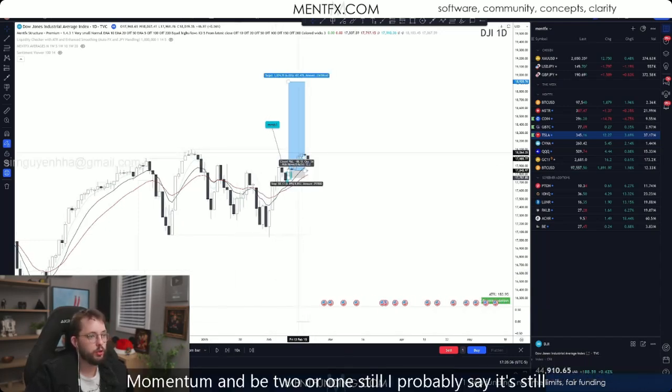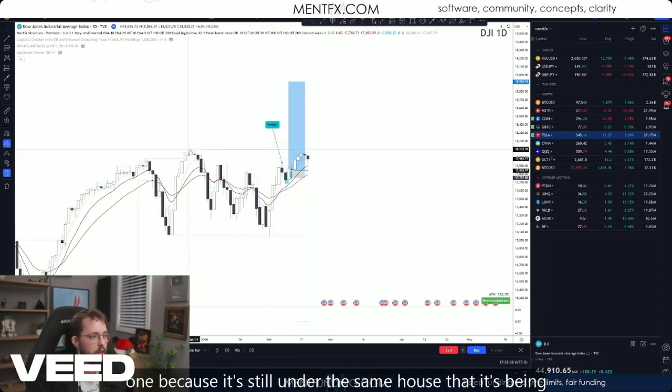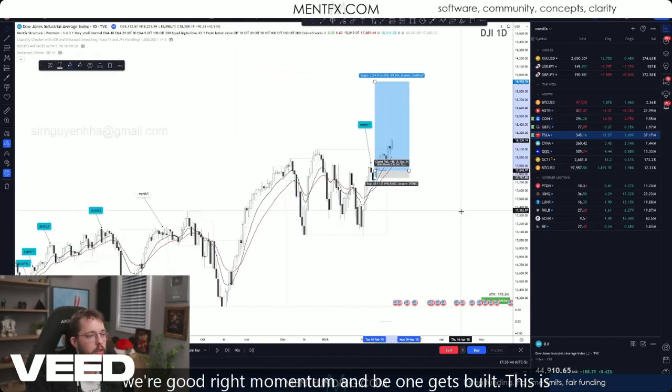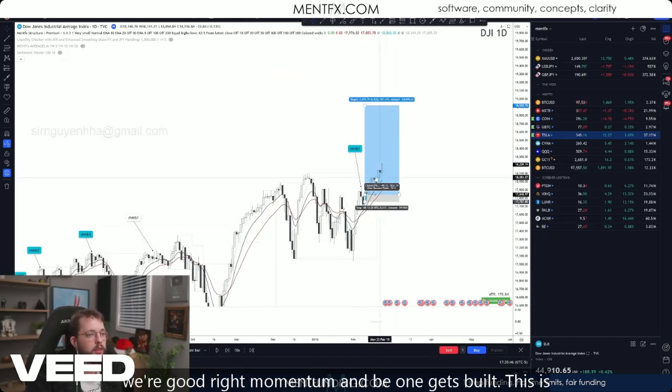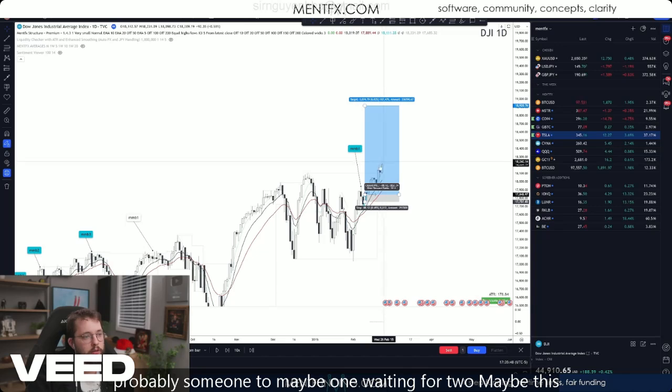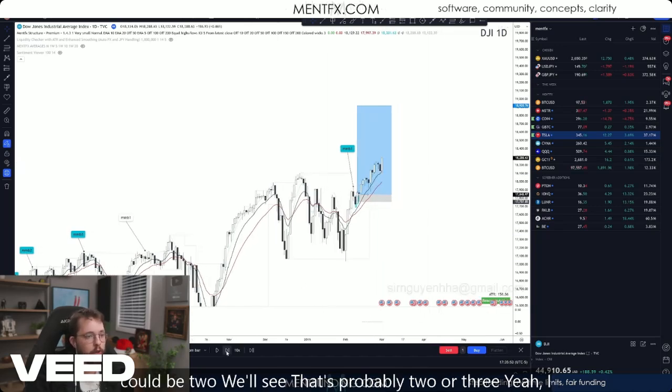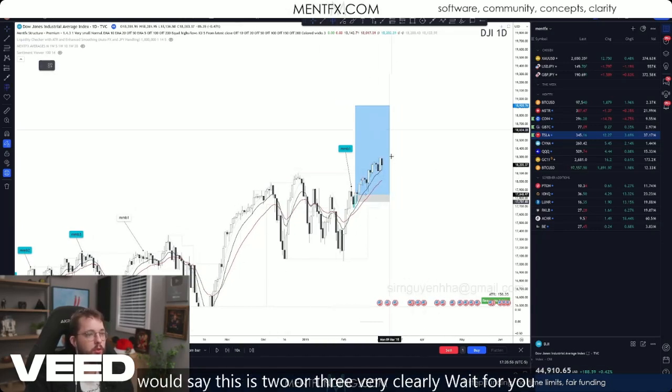Momentum MB2 or 1 still. I'd probably say it's still 1 because it's still under the same house that it's being built, or the same range that it's inside of. Looks like we're good. Right, momentum MB1 gets built. This is probably still momentum MB1. I'm waiting for a 2. Maybe this could be 2. We'll see. That's probably 2 or 3. Yeah, I would say this is 2 or 3.